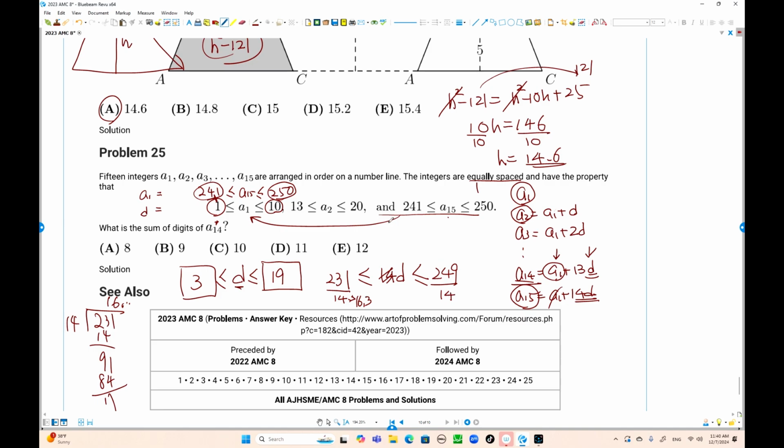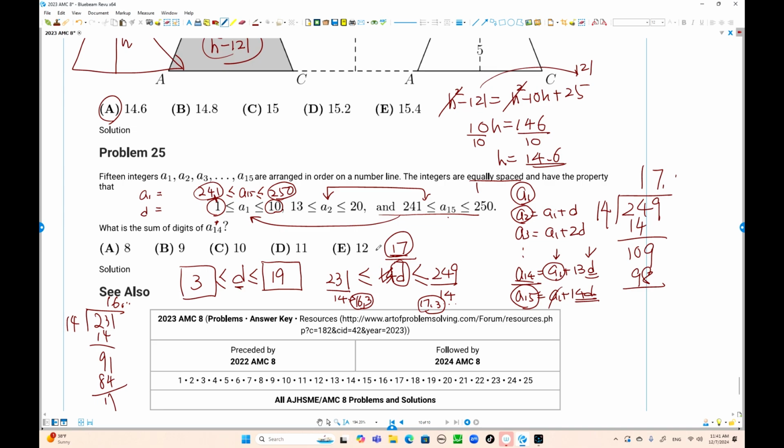249 over 14. 14 times 17 is 238, right? That is 17 point some number. So D should be greater than 16 point something, and the integer is 17. It must be less than 18. Right? So D must be 17. We don't have to check between these two numbers, right? Because we already got the 17 over here.